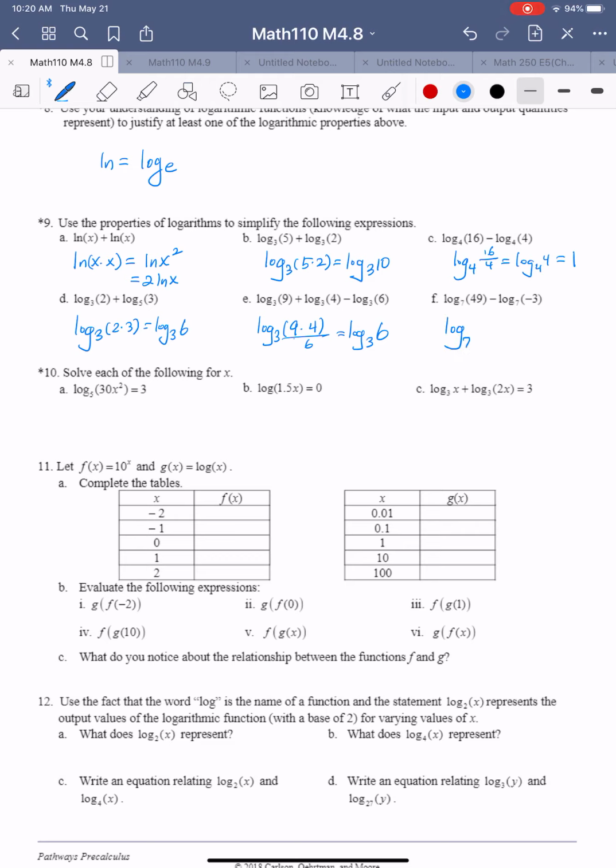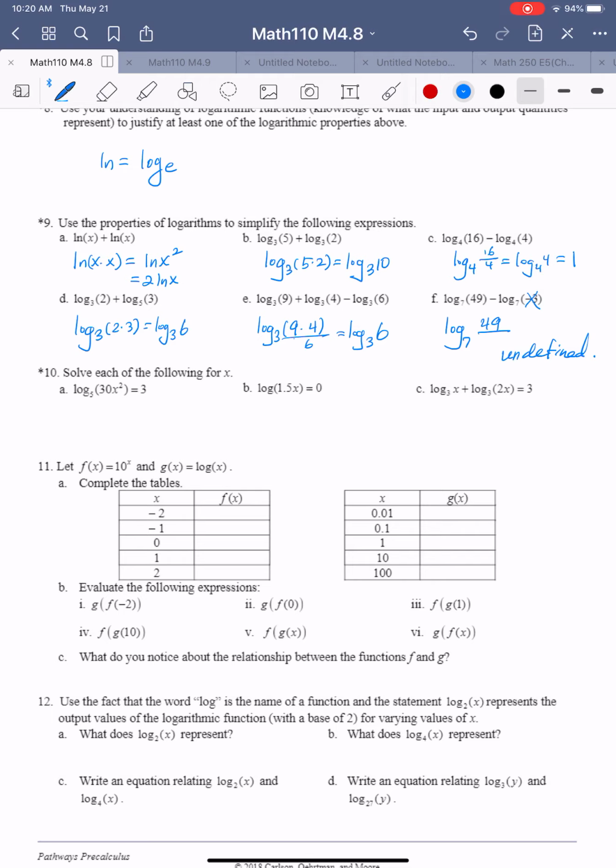It's a base of 7. And then 49 over, we can use a negative 3. So this is undefined, okay? We can't do this.